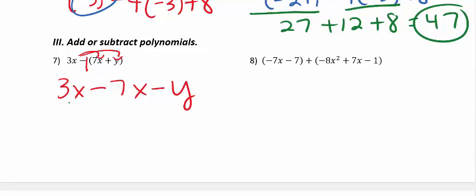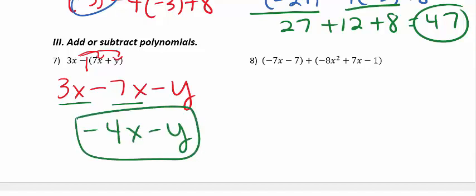Now we want to combine like terms. Here are only like terms, so we add the numbers in front, or in this case subtract the numbers in front. 3x minus 7x is negative 4x, and then y doesn't have anyone to combine with, so we'll just bring it down.